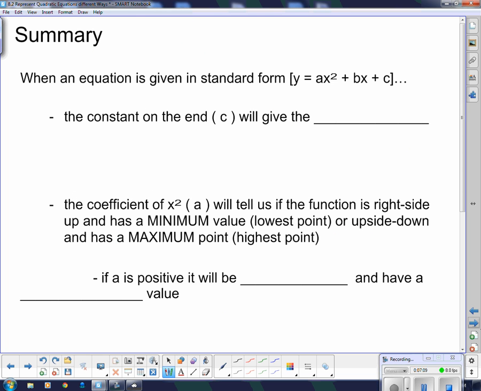So we're going to fill in the summary on the next page. When an equation is given in standard form, and standard form has an x squared, an x, and a constant term, the constant c on the end gives us the y-intercept.